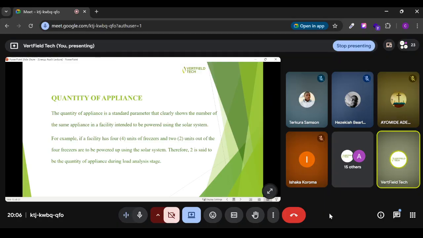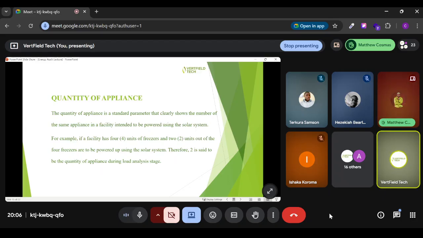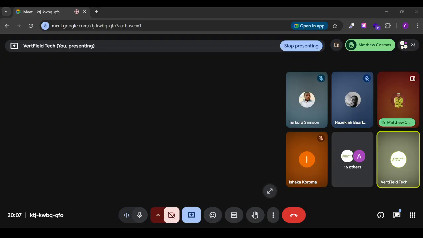So let's take for instance again Mr. Sampson, who is our client for tonight. Let's say Mr. Sampson lives in a three-bedroom apartment, and in that apartment, he has a TV in each of those rooms. If he intends to power each of these televisions using the solar system, on our table of load analysis, we are going to have 3 for the quantity of TV. That is what we mean by the quantity of appliance.